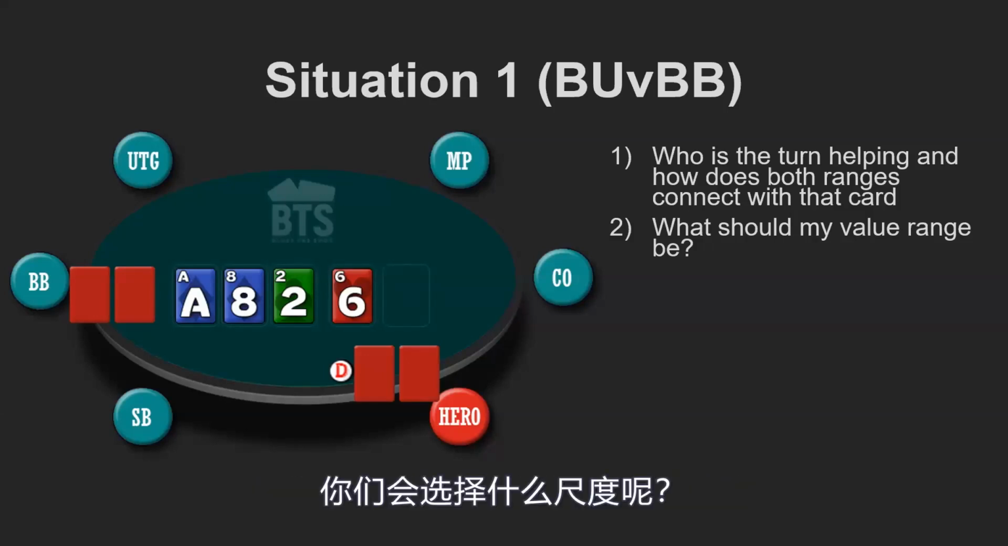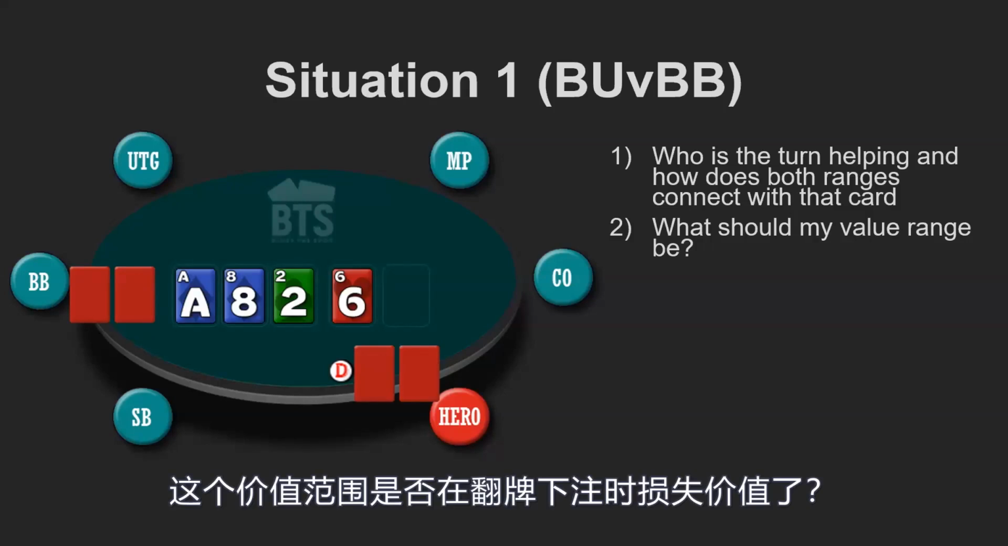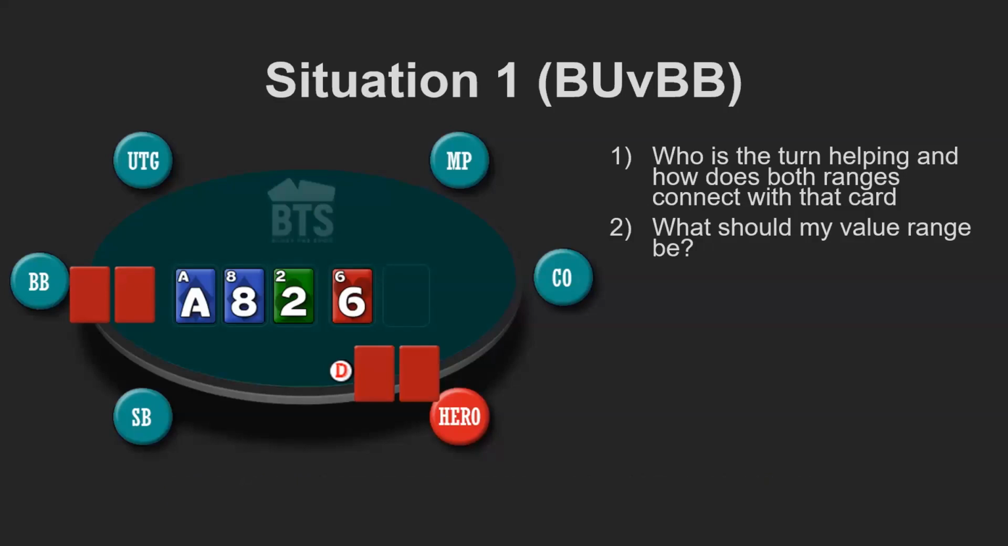And what sizing would you guys use here? Okay, I see a lot of you guys are using the overbet. I see a couple 75%. Guys, what happens here is that my first question is this. When you are betting 1/3 pot on ace, eight, deuce flush draw, and we talk about your value range, did your value range lose value on the flop with the sizing that we choose?